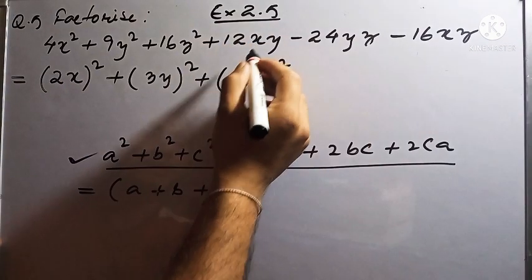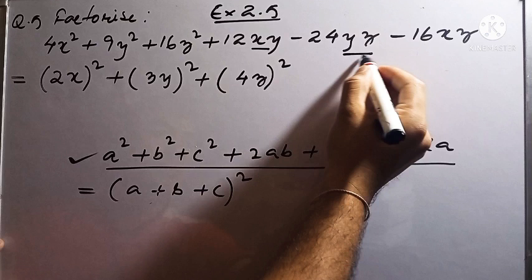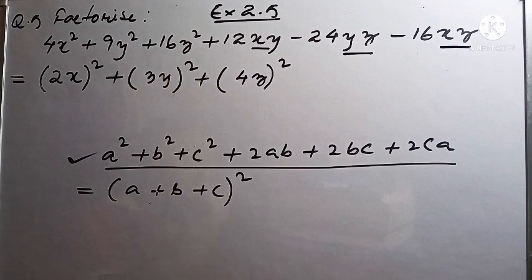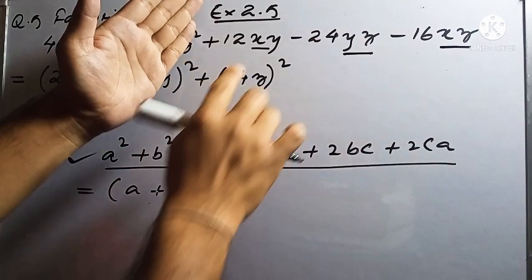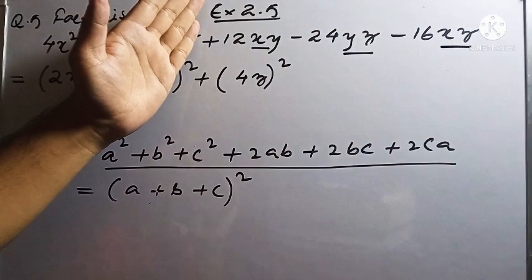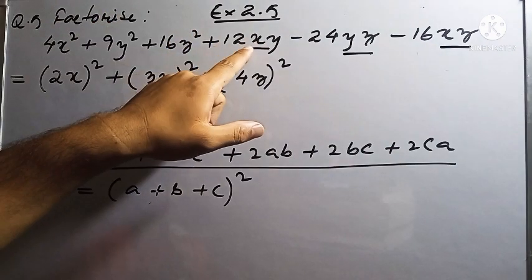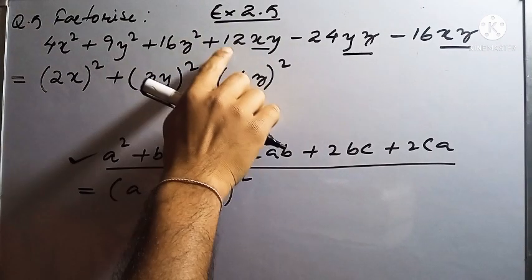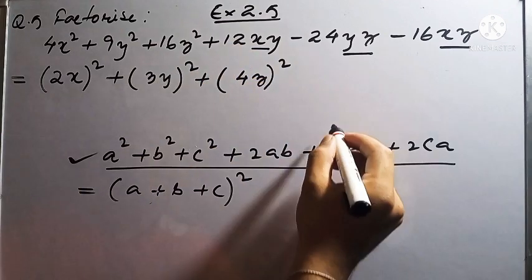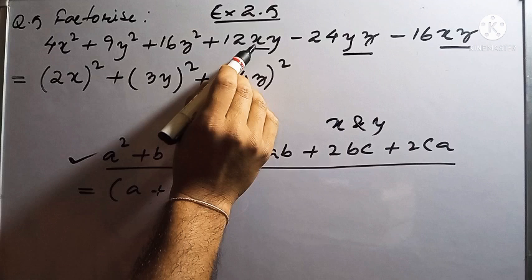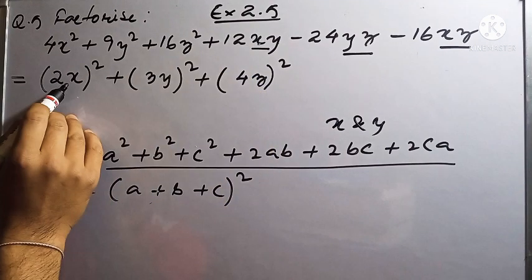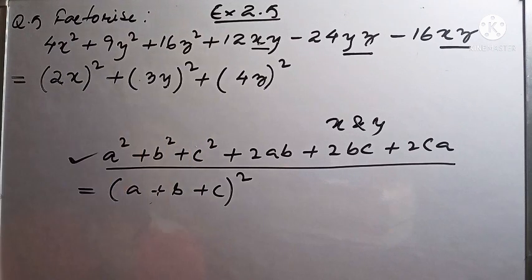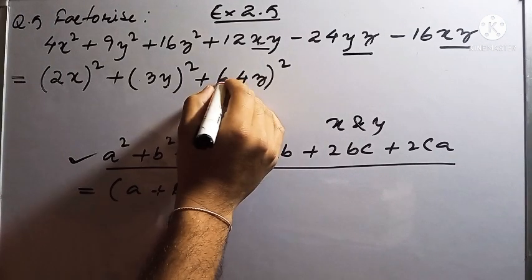In the remaining 3 terms, I find xy together, yz together, and xz together. In these 3 terms, which term is positive? Of course, this 12xy term is positive. When you see this 12xy, I find here both x and y. So for this twice x and thrice y, please make them positive, and the remaining z make negative.